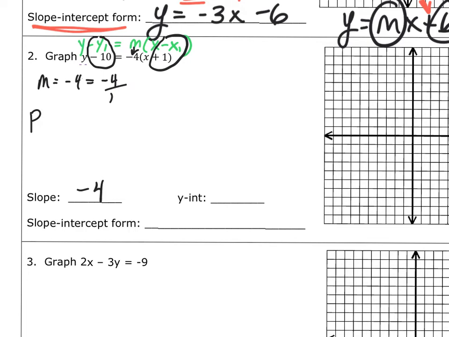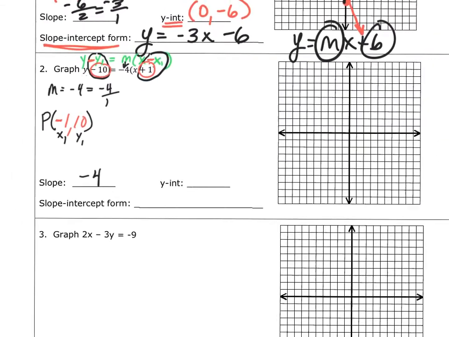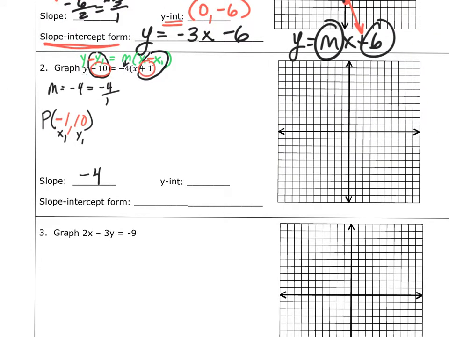And I know my point is, now remember, points go x, y, correct? So it's going to be x1, y1. And I really want you to pay attention because this is a common mistake. My point is (-1, 10). Notice that when these come out and go into the point, they change signs, and that's because of the minus that's in this equation. Now, what I'm going to do is plot that point. So (-1, 10), which is right here.